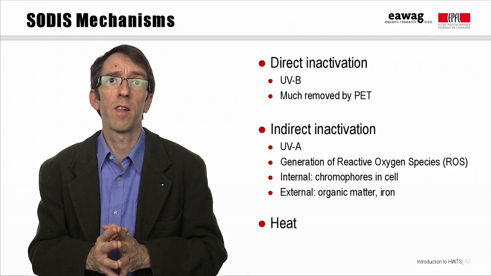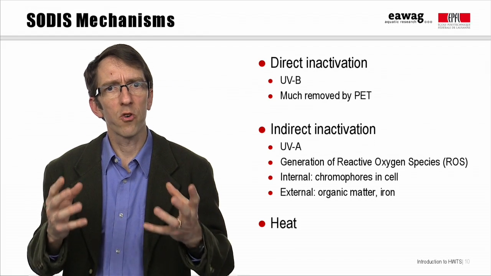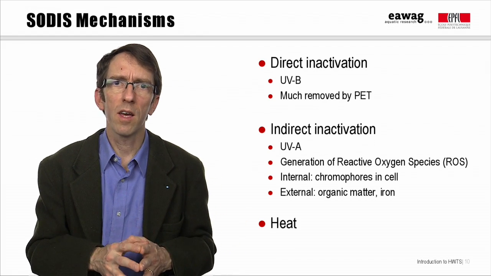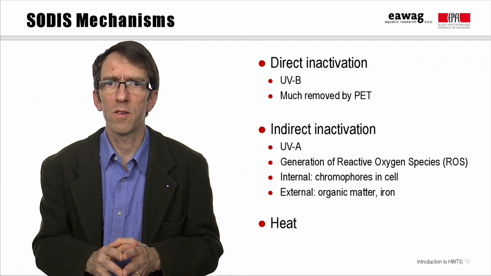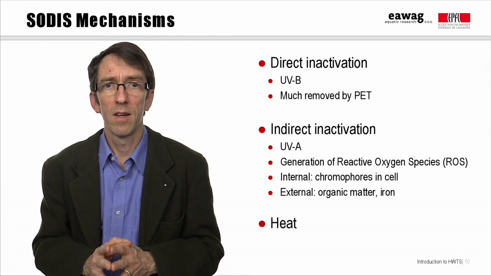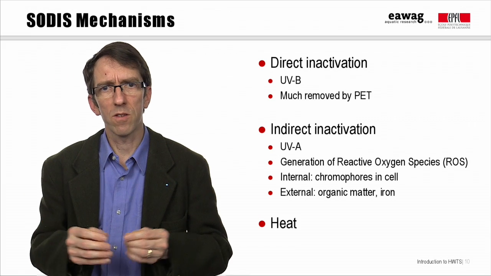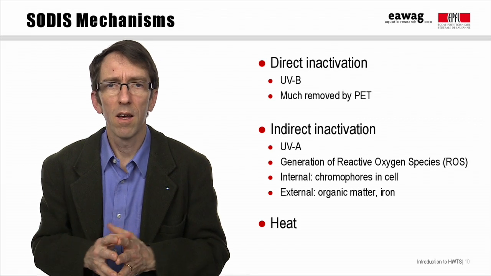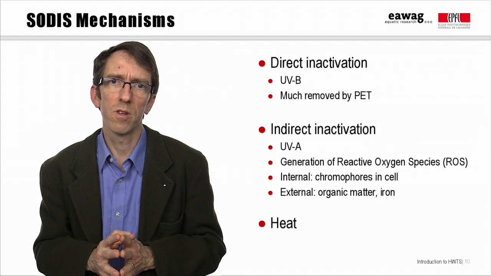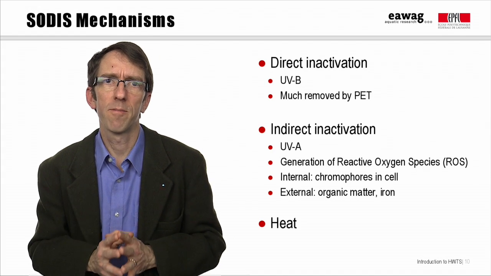First, ultraviolet B radiation can still directly inactivate cells. It won't be absorbed so much by the DNA, but other components within the cells, perhaps proteins, enzymes, can be affected. However, the plastic bottles used for SODIS, PET, remove much of the UVB, so unless special bottles are used, this is probably a minor effect.